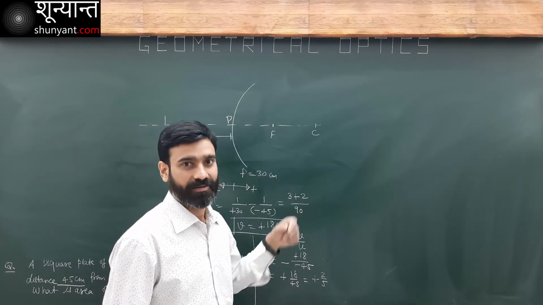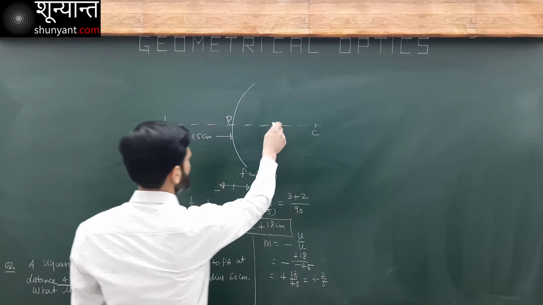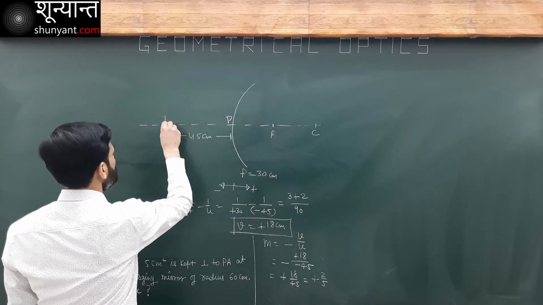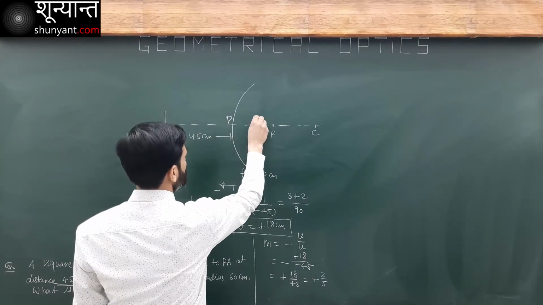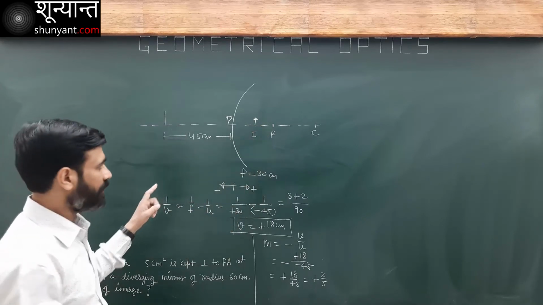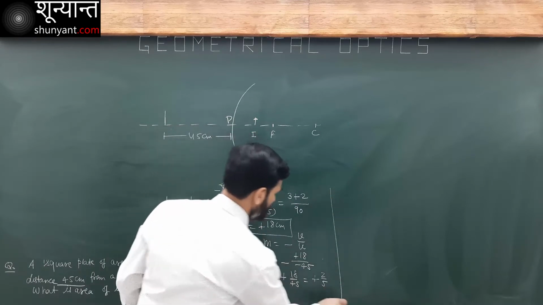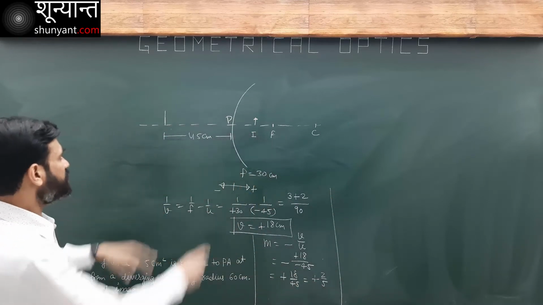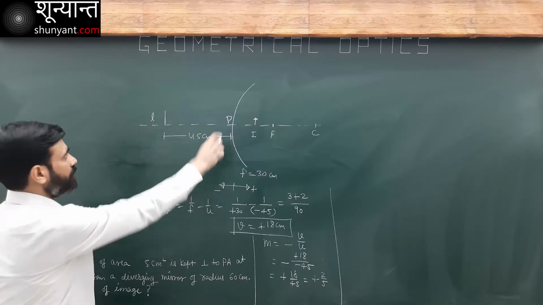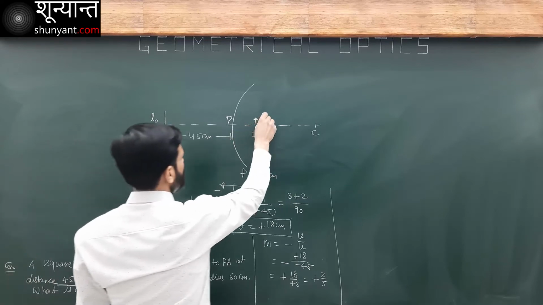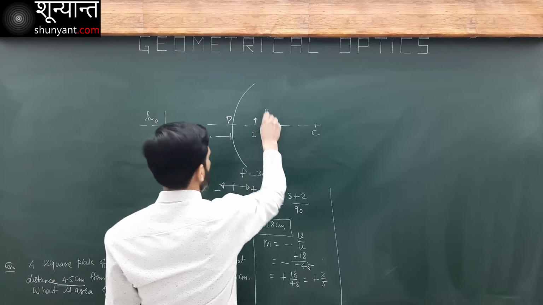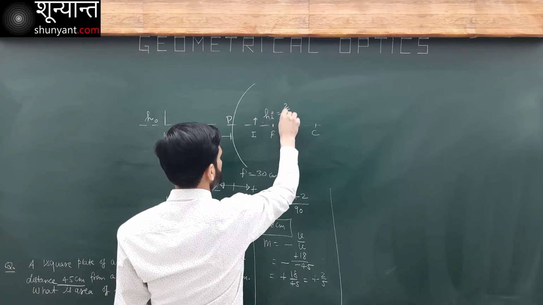Positive is erect. I am going to get an image like this. 18 centimeter means it is going to be somewhere here. If this is my object, this is my image, a virtual image. What will be its size? 2/5 of this. If the height of the object is h, the height of the image is going to be 2/5 of the height of the object.